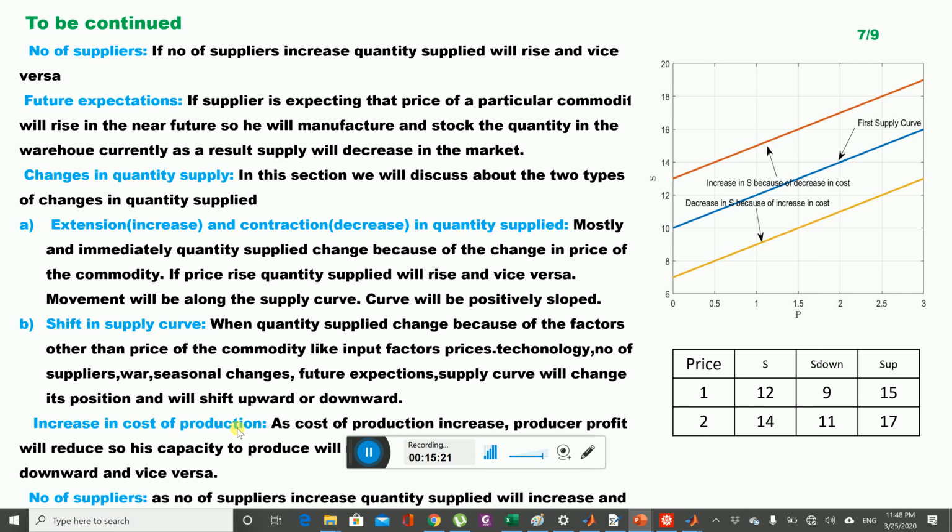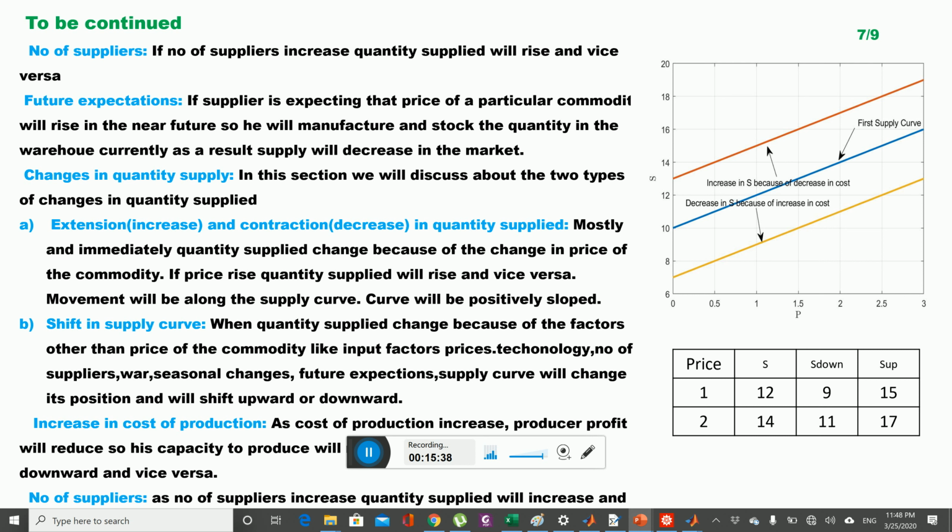As the cost of production increases, the capacity of the producer to produce more will decrease because producer profit will reduce, so his capacity to produce more will also decrease, and the supply curve will shift backward.